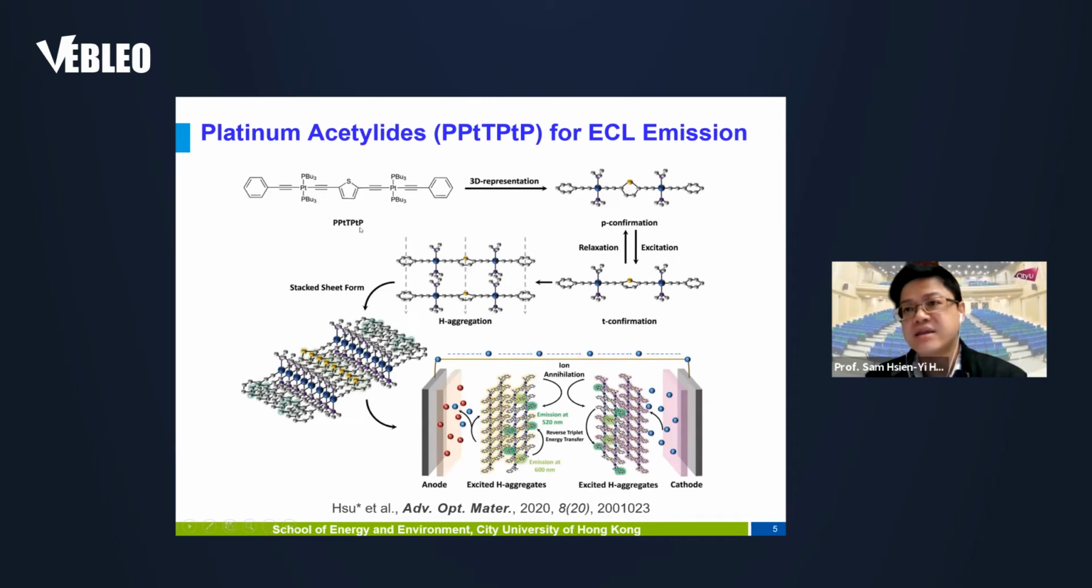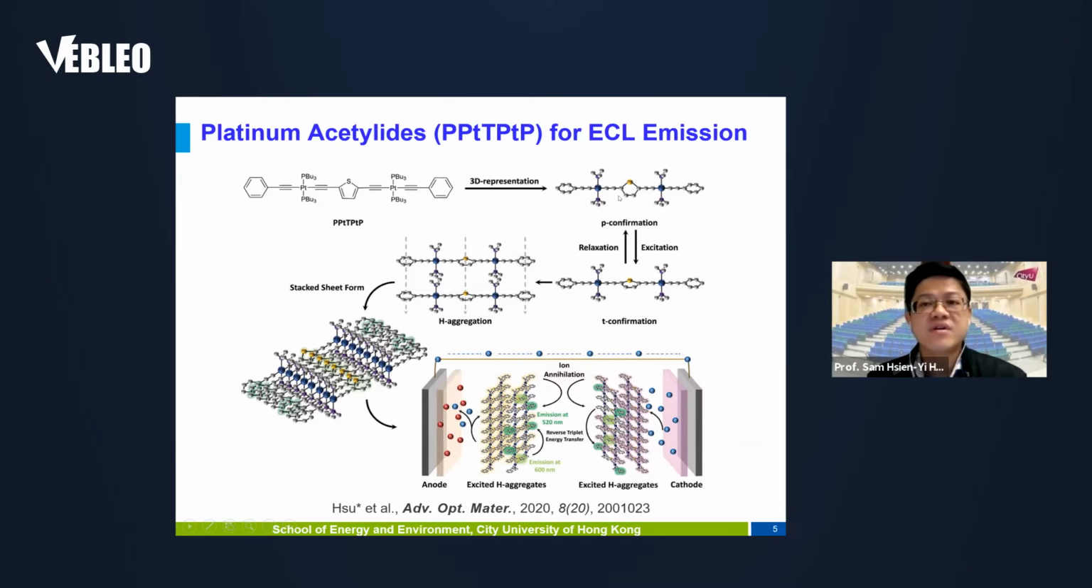Why do we design this platinum acetylide? Because we want this viologen as the electron acceptor, and the phenothiazine group as the electron donor. So the energy is going to be trapped at this group. Okay, and this platinum acetylide has two kinds of conformation. One we call the P conformation, the other is the T conformation.